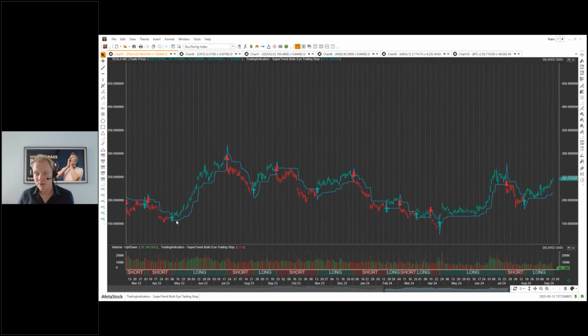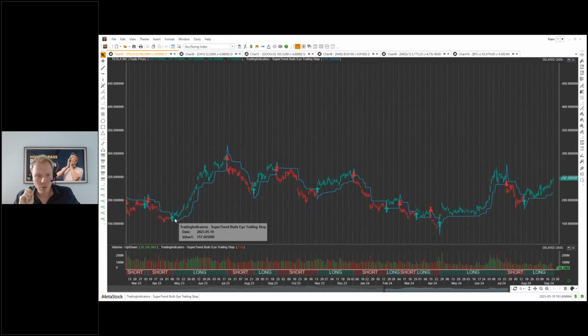And once we know where the stop loss is, we can then position size accordingly in a way that should we get stopped out, we will still stay within our risk tolerance. So this is very important to know, where is my exit in the worst case. There's no profit target when it comes to SuperTrend Bull Eye.